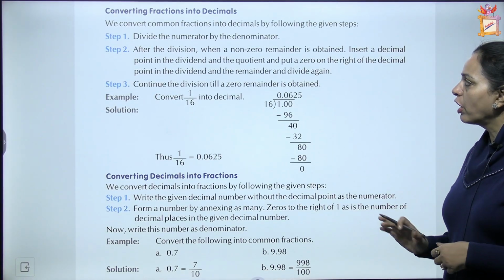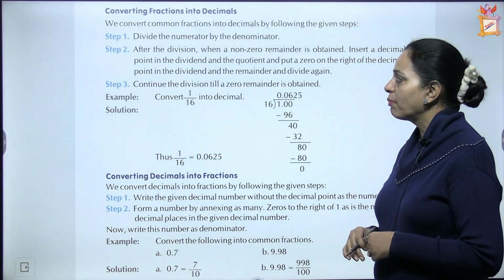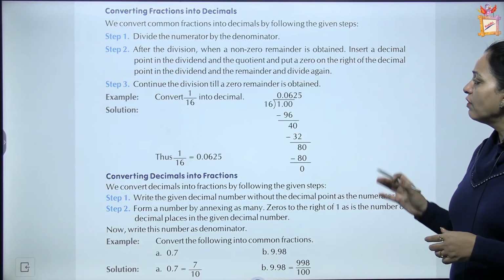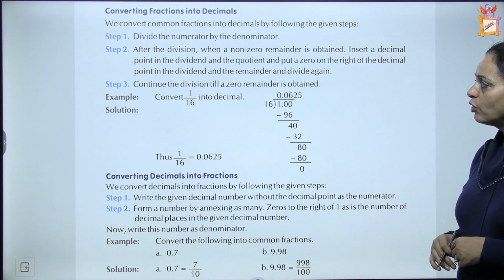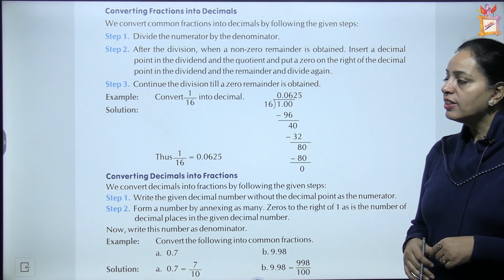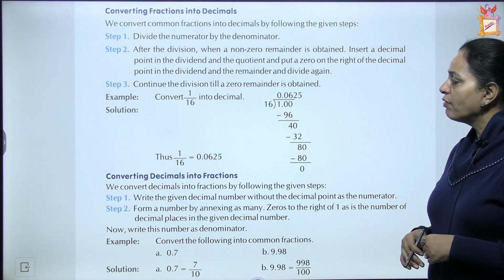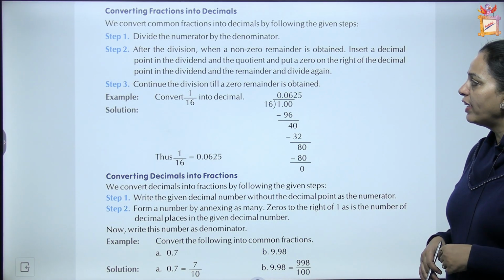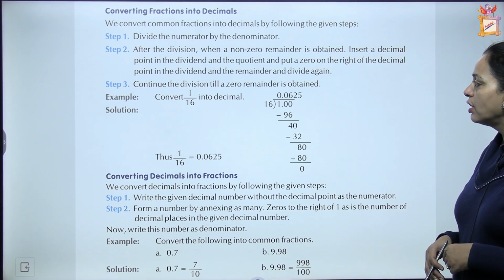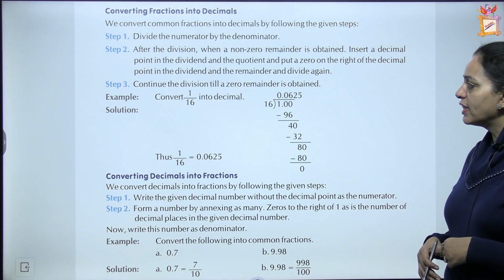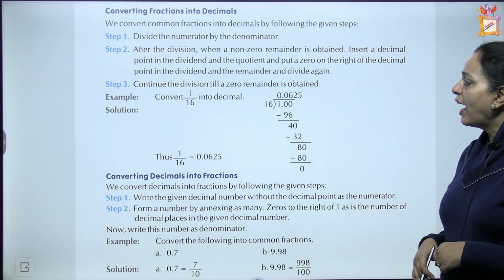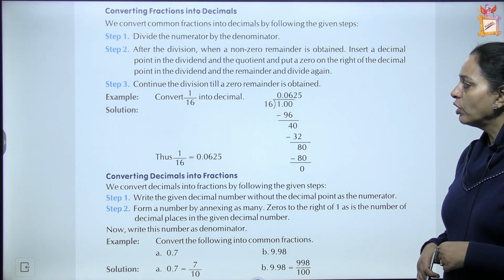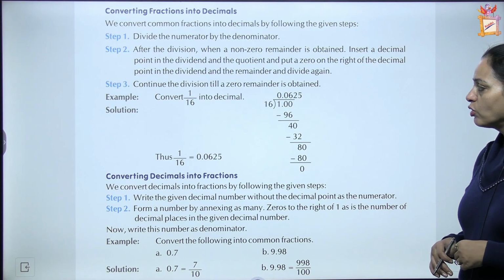Now we are talking about converting fractions into decimals. We convert common fraction into decimal by following the given steps. The first one, divide the numerator by the denominator. Step 2, after the division, when a non-zero remainder is obtained, insert a decimal point in the dividend and the quotient and put a 0 on the right of the decimal point in the dividend and the remainder and divide again. Step 3, continue the division till a 0 remainder is obtained.